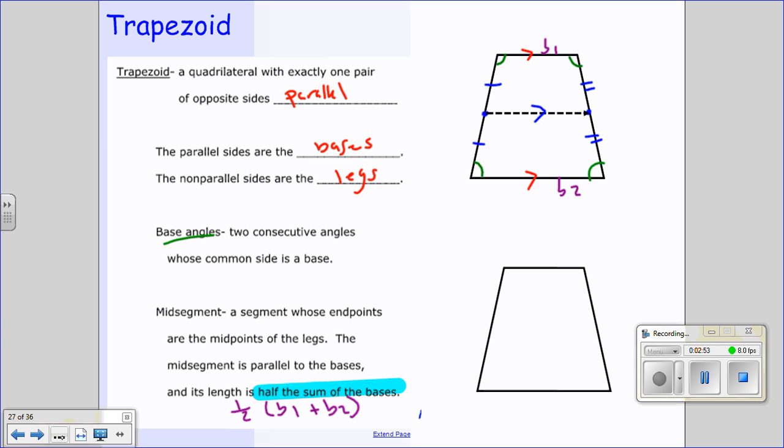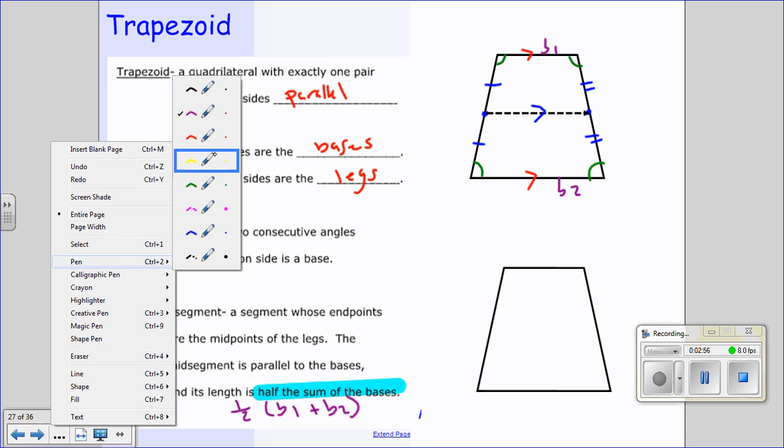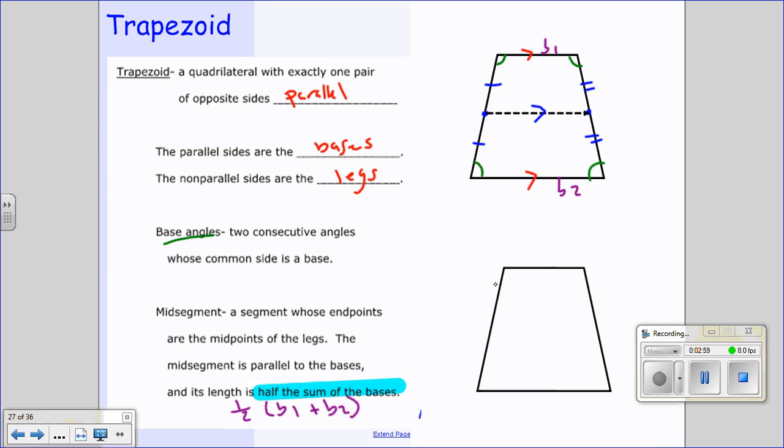Now there's a special trapezoid where the two legs are congruent. And when the two legs are congruent, that's called an isosceles trapezoid. Just like when you have two congruent sides on a triangle, it's an isosceles triangle. There's such a thing as an isosceles trapezoid when the two legs are congruent. When the two legs are congruent, the two base angles are going to be congruent.